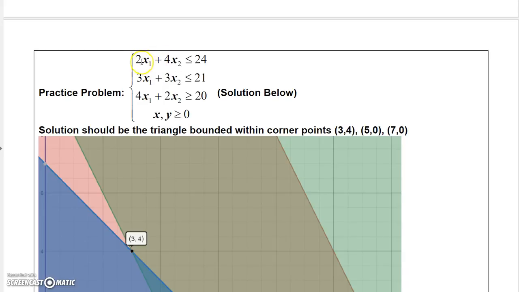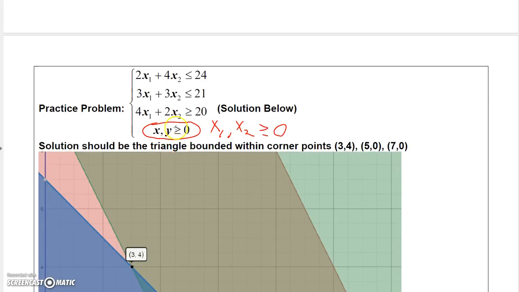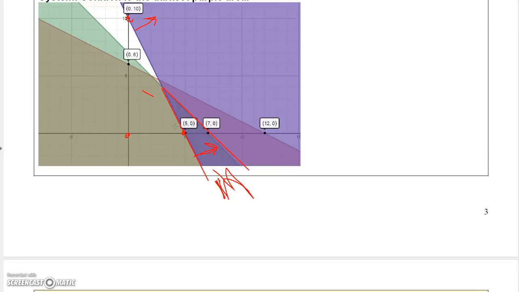We did this one before on the first video, but what we had done is we didn't have these last two where I have x and y greater than or equal to 0. I guess to be consistent, that should have said x1 and x2 should have been greater than or equal to 0. But basically, I think you get my point. So that means we're restricted to the first quadrant. Let's jump back up here where that problem was.